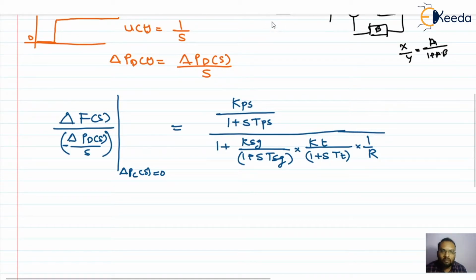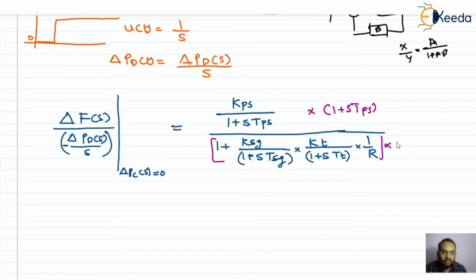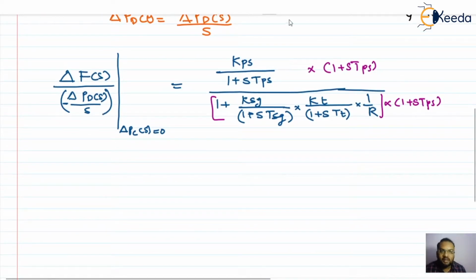Now what we can do here is, let us multiply and divide with 1 plus sTps, because I want to cancel this. As we are multiplying in the numerator, then of course we should multiply it in the denominator as well, so as to balance the equation. Now let us write it in simplified way. So I'll shift this denominator on that side now.